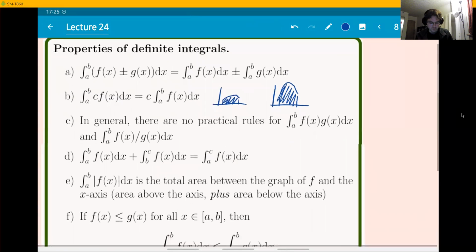But in general, look at item C. Keep this in mind. There are no practical rules for the integral of a product and the integral of a quotient. They're not equal to the product of the integrals and then the quotient of the integrals. That just doesn't happen. Be careful with that.